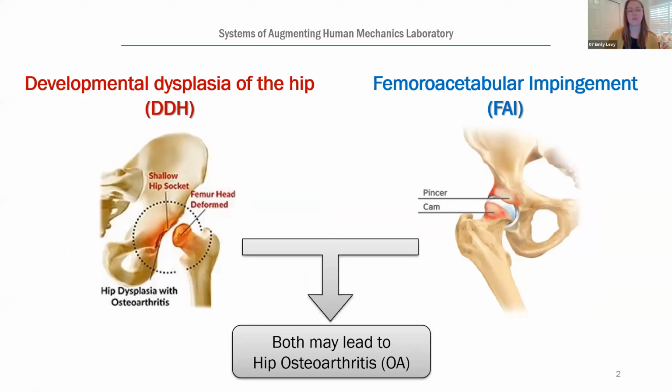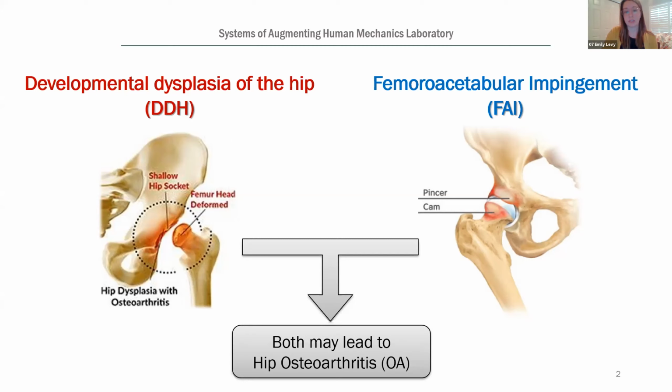OA, which affects 4% of Americans over 50, is a progressive disease. It's vital to catch it early, as we're looking at two of the most common causes of osteoarthritis, dysplasia and impingement, often presented in young people, especially athletes with hip pain. These developmental deformities are anatomical deformities to the hip and femur.